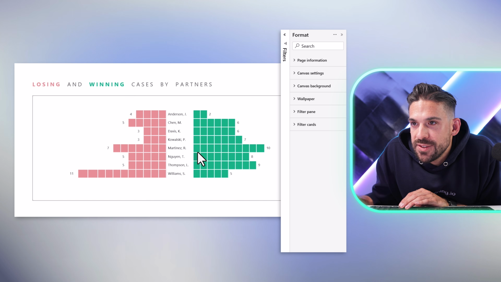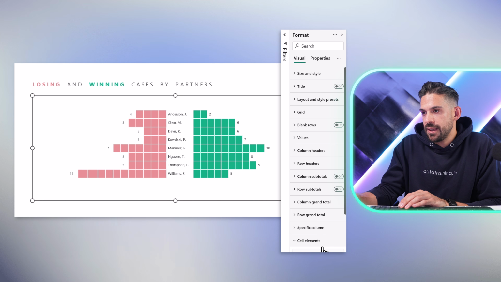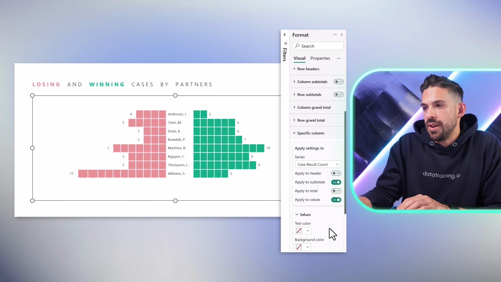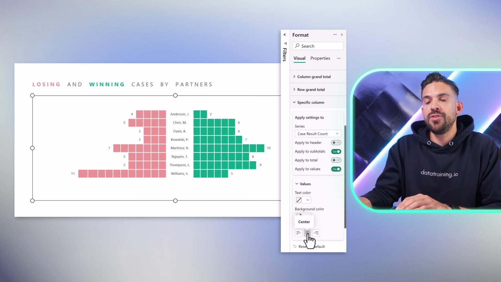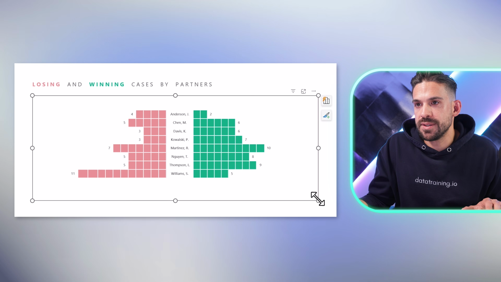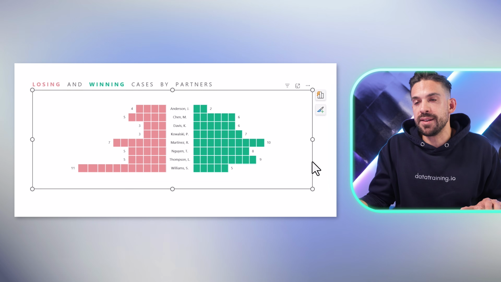Now, maybe also nice to have these names centered in the middle. So if we now go back and then choose specific column, then here for the case result count, we can put the alignment to the center. You see, looks much better. And of course, we need to resize it a little bit so that everything nicely fits.